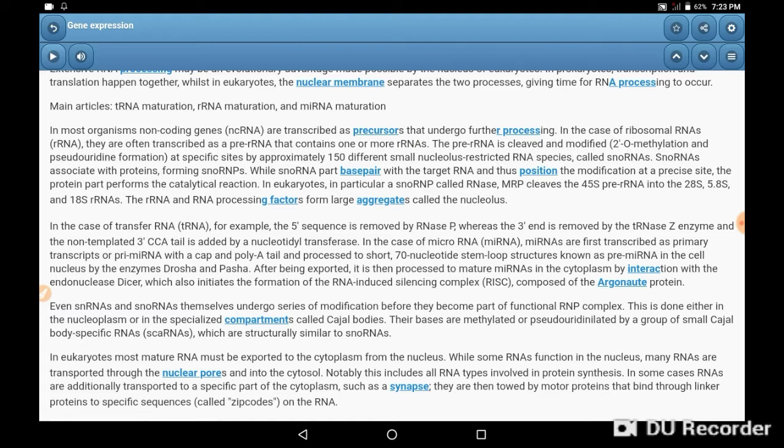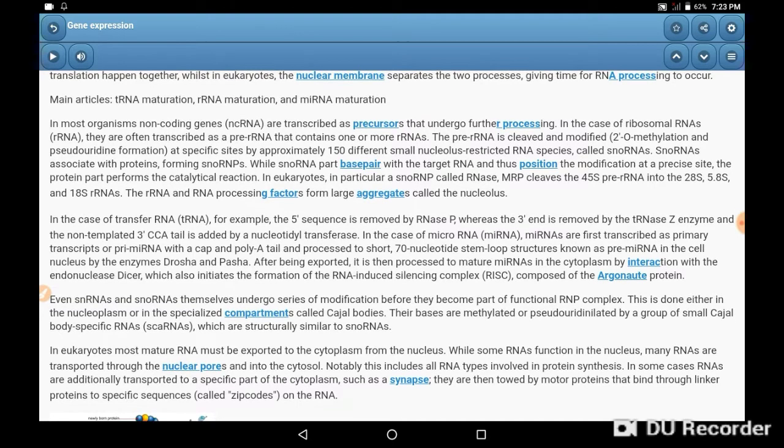In the case of ribosomal RNAs, rRNA, they are often transcribed as a pre-rRNA that contains one or more rRNAs. The pre-rRNA is cleaved and modified by 2'-O-methylation and pseudouridine formation at specific sites by approximately 150 different small nucleolus-restricted RNA species called snoRNAs. snoRNAs associate with proteins, forming snoRNPs, while the snoRNA part base pairs with the target RNA and thus positions the modification at a precise site. The protein part performs the catalytic reaction. In eukaryotes, in particular, a snoRNP called RNase MRP cleaves the 45S pre-rRNA into the 28S, 5.8S, and 18S rRNAs.